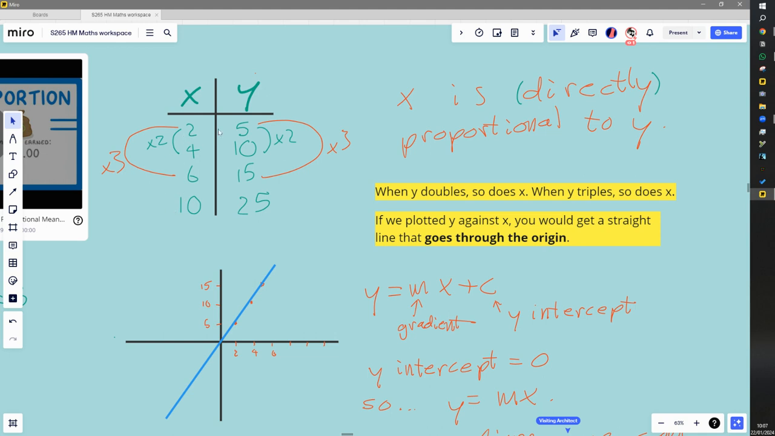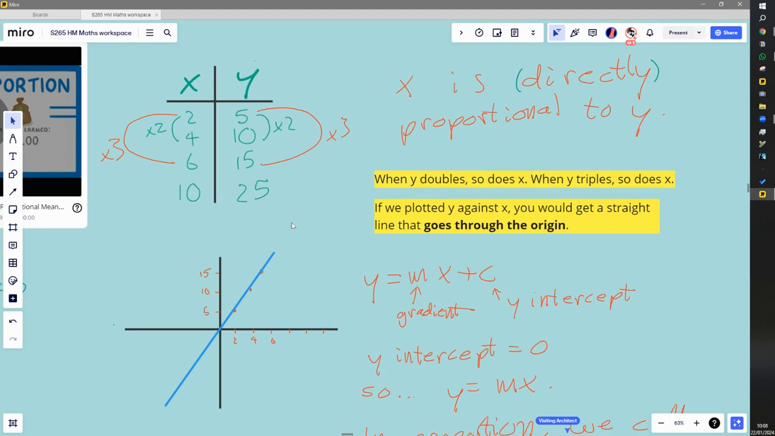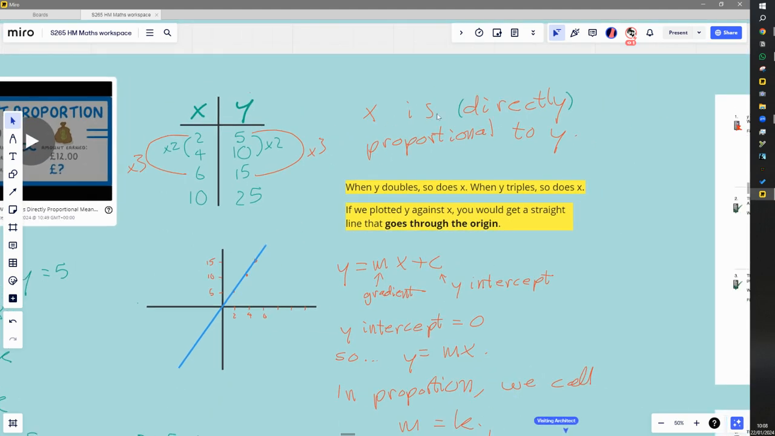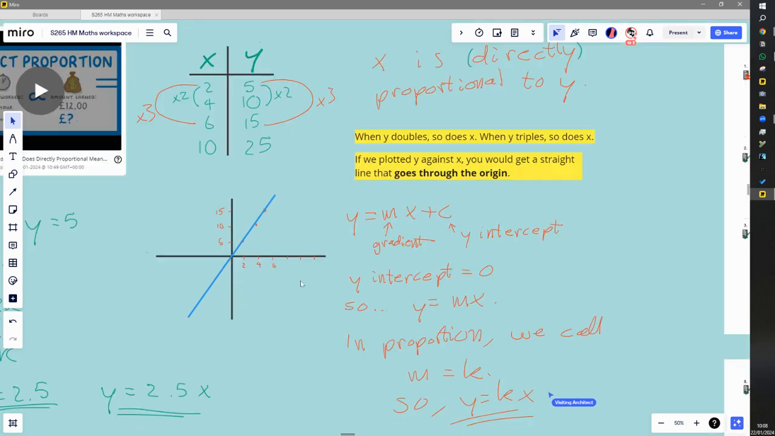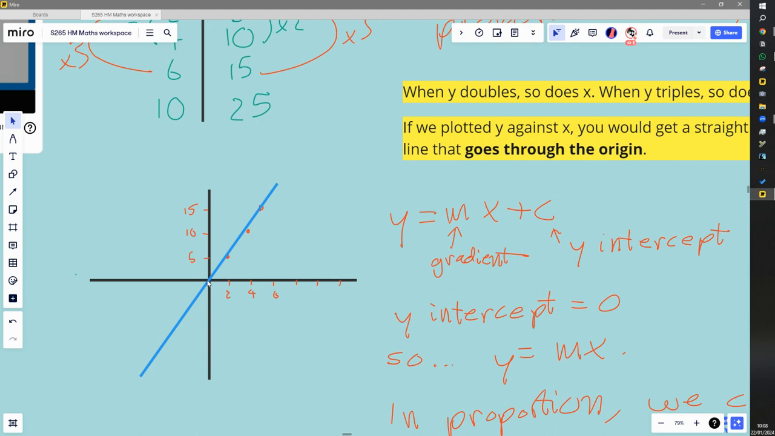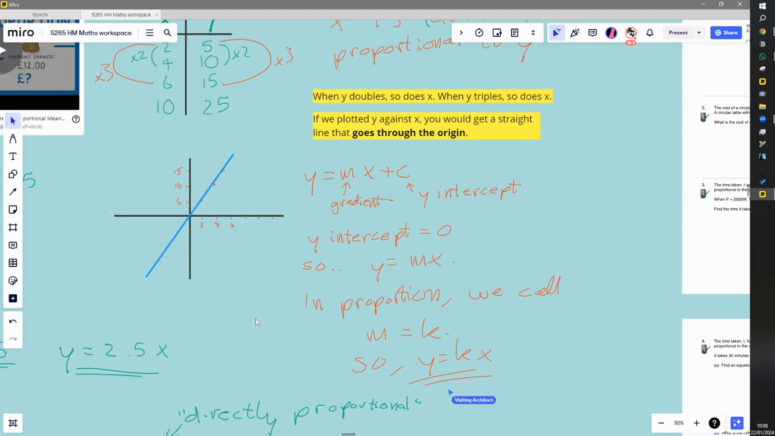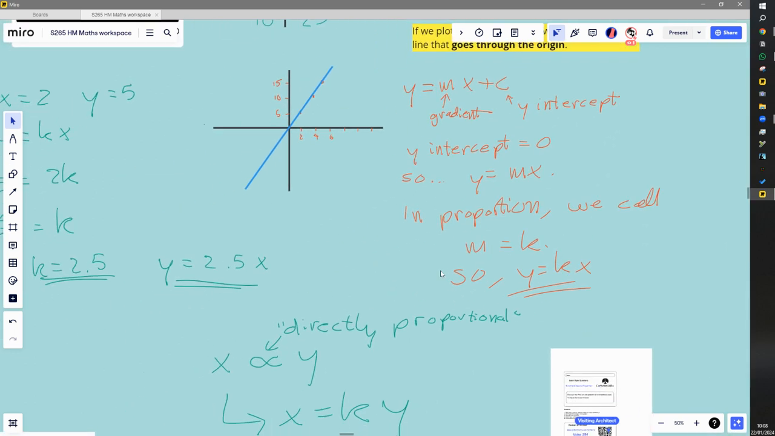And when I times it by 5, on the Y side I go from 5 to 25. And again, I'm timesing it by 5. So whatever I do to one, I do the same to the other, if we're talking about timesing or dividing. So that is when X is directly proportional to Y, or if X is just proportional to Y. You also get this kind of graph, which is a straight line, and it goes through the origin. And you can actually come up with this equation: Y is equal to kX.